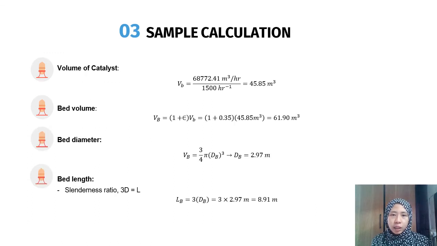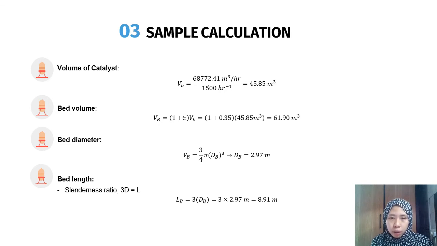In this slide, we can see the sample calculation. The first calculation that we did is volume of catalyst. Volume of catalyst is volume of flow inlet divided by LHSV. We are getting around 48.85 meter cube for the bed volume.